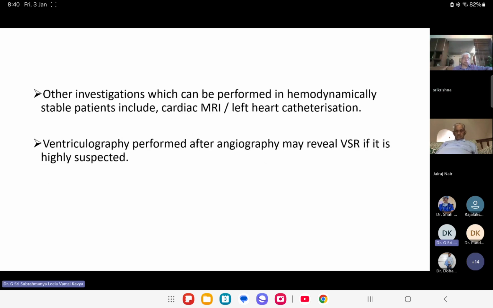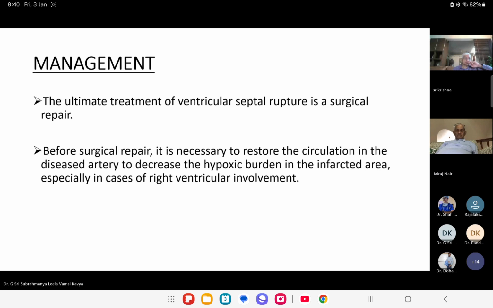Other investigations which can be performed in hemodynamically stable patients include cardiac MRI or left heart catheterization. Ventriculography performed after angiography may reveal VSR if it is highly suspected. The ultimate treatment of ventricular septal rupture is surgical repair. Before surgical repair, it is necessary to restore the circulation in the diseased artery to decrease the hypoxic burden in the infarcted area, especially in cases of right ventricular involvement.